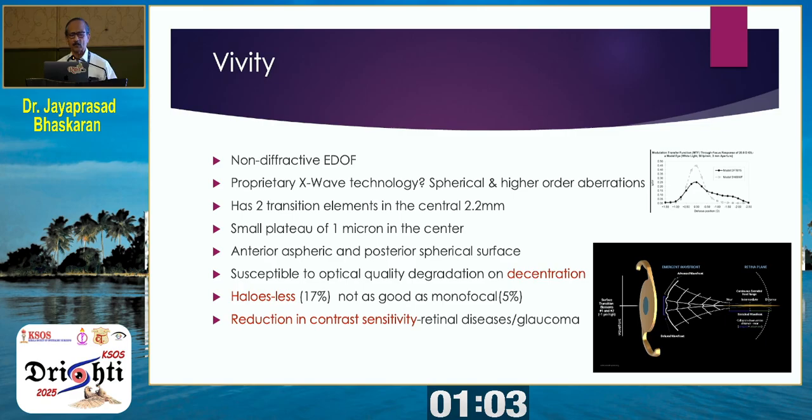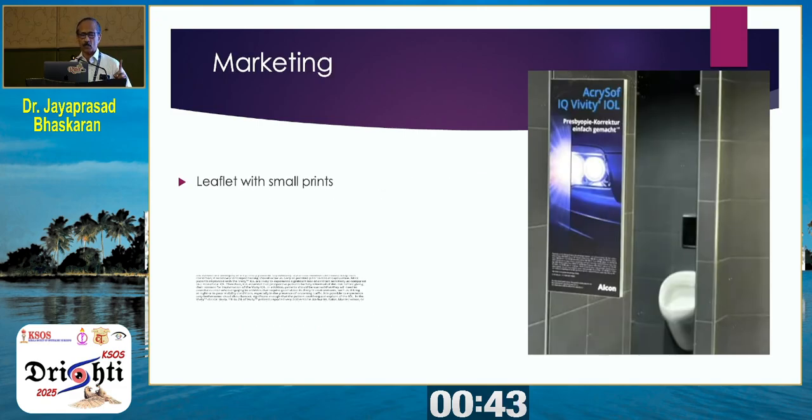And Vivity from Alcon, once again, is where they use a term called X-wave technology, where in the central 2.2 millimeters they have modified the optic. So you get some stretching of the focal point to a focal distance so that you will have some amount of depth of focus. Less of halos, but 17% still. And there is always a reduction in contrast sensitivity.